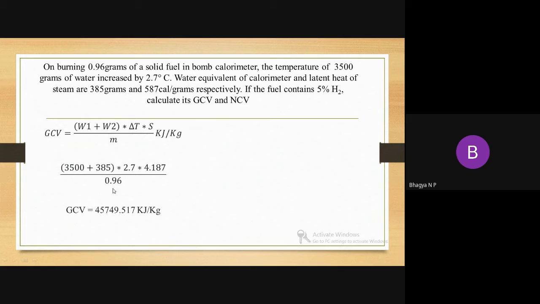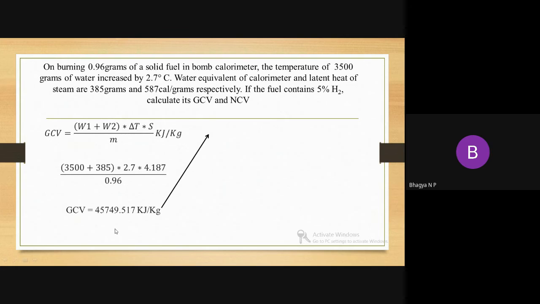One more important thing we have to note down is that W1, W2 and the mass, everything should be in an SI unit, either in kg or gram. Here, all the weights are in grams, so no need to convert into kg. Even if you convert, all the terms get cancelled because of the numerator and denominator. So this is the GCV value.